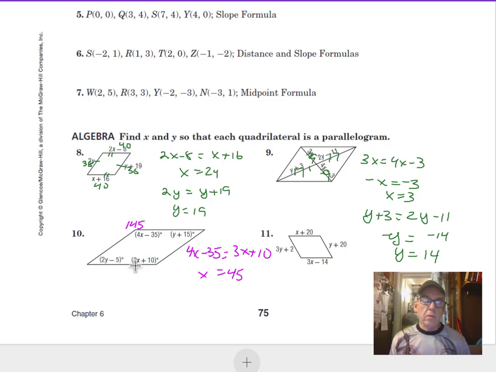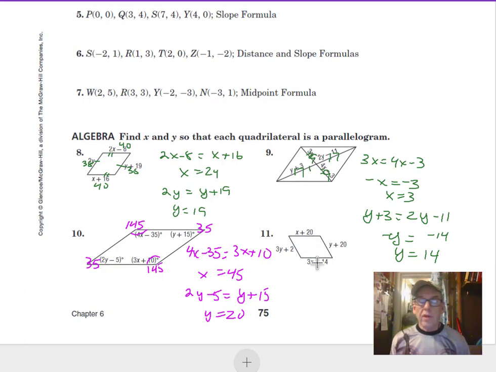180 take away 35 is 145. 135 plus 10 is 145. So those two are going to be congruent. Now these others also need to be congruent. We're going to set them equal to each other. 2y minus 5 equals y plus 15. Add 5 to both sides and take y away from both sides. Y is equal to 20. So this is going to make this a 35. And that makes this one 40 take away 5, which is 35. So opposite angles are congruent. It's a parallelogram.